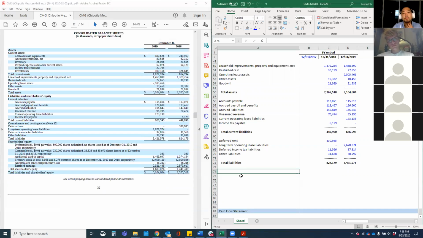But most DCFs or three statement models I've seen either just lump all these into one, or they go with, I guess, equity and paid in, and then retained earnings.